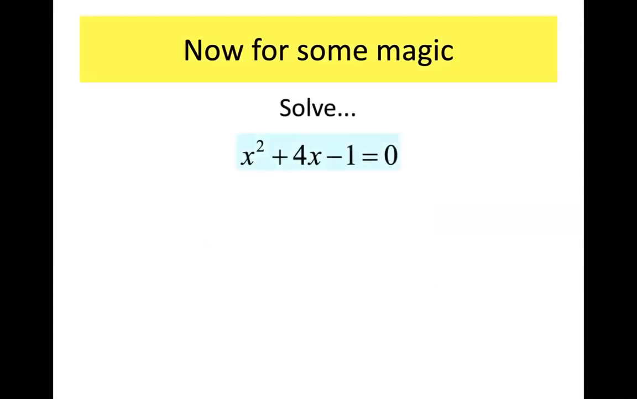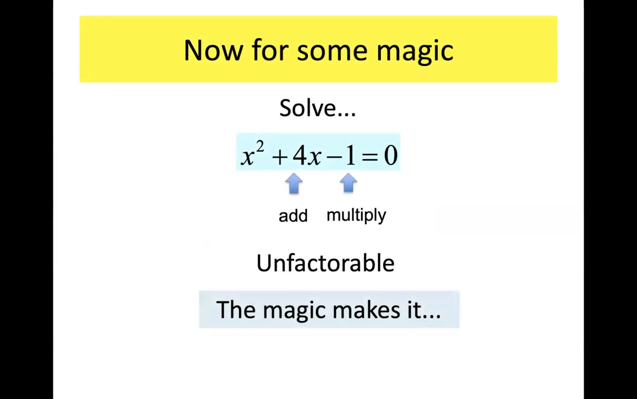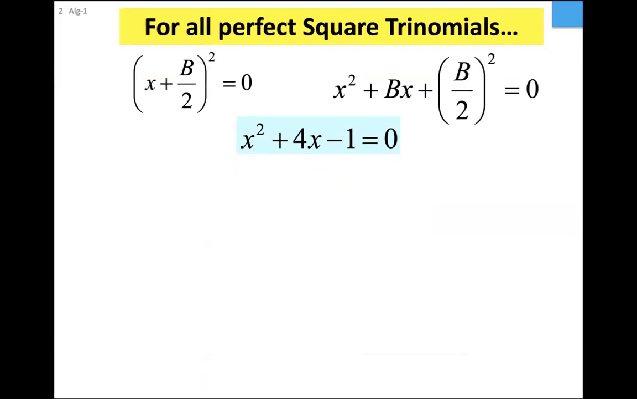So to solve an unfactorable trinomial quadratic, right? There is no number that multiplies to -1 that adds to 4. We would initially call this unfactorable. The magic makes it factorable. Here is what we do. So this is the procedure. Step number 1 is you move C. Well, what's C? C is -1, so move it to the other side. Add 1 to both sides, and you would get that.